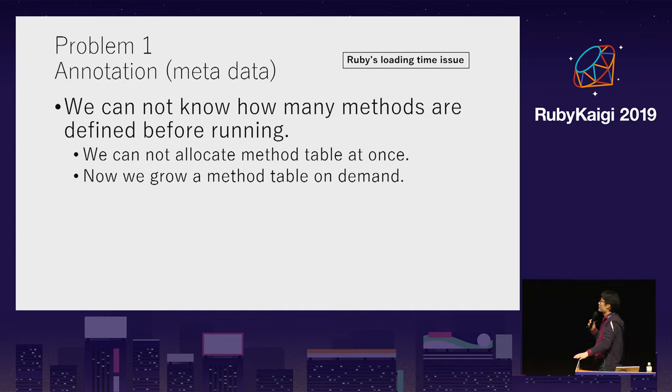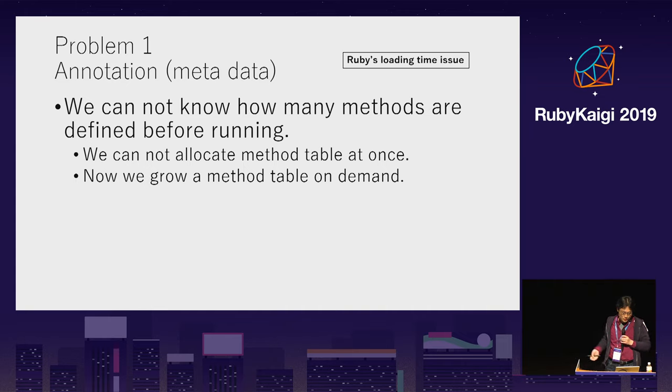Another piece of metadata is the number of methods. We cannot know how many methods or how many classes are defined before running the process. If we know this information in advance, we can pre-allocate the table or something like that, and we can improve the startup time.